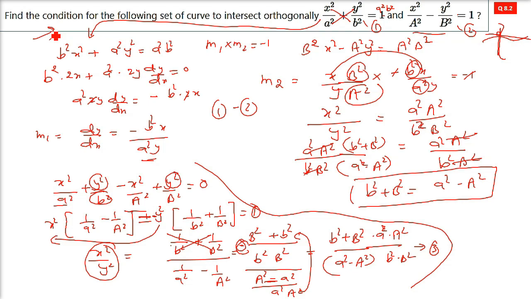You can have a in the left, b in the right, or you can combine these small ones together and capital ones together. To make it more realistic or eye pleasing, small a should be on one side, capital A and B should be on the other side. But the basic thing is that this is the condition for these two sets of curves to intersect orthogonally. So a square minus b square is equal to capital A square plus b square. This is the whole solution.